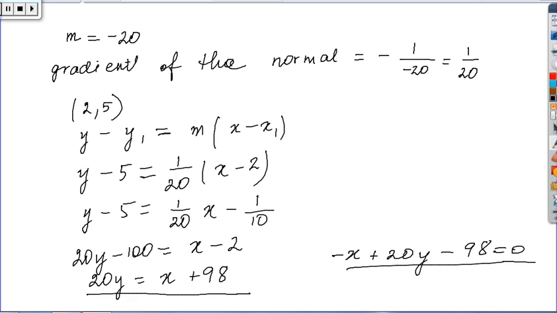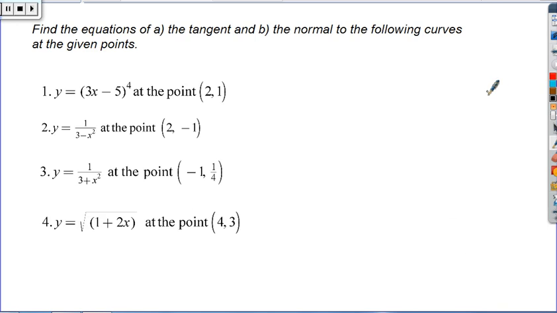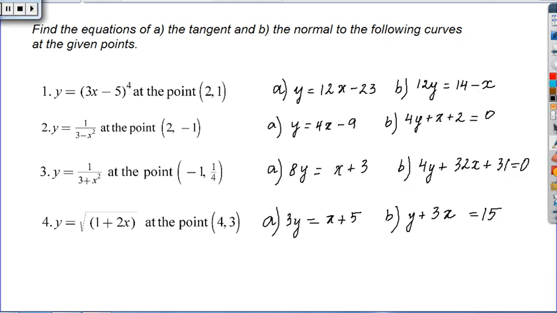Alright, and now let's see how you could do it on your own. Here's the same question. You need to find the equations of the tangent and the normal to the following curves at the given points. Try on your own and then pause the video before I release the answers. Now you can see the answers for the tangents and for the normal. Bring your solutions to the class and we'll discuss together. Thank you for watching.